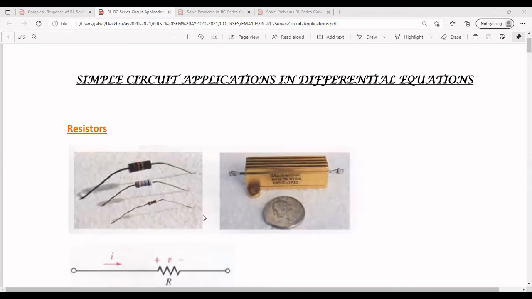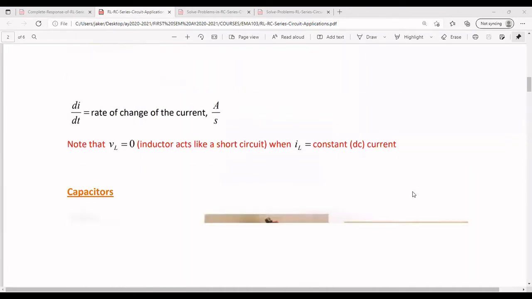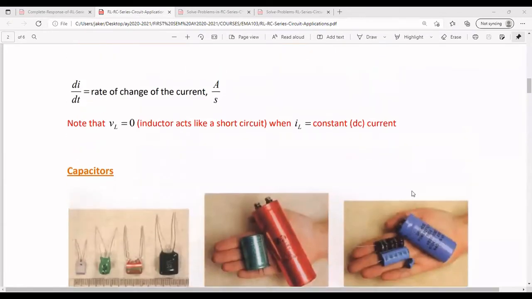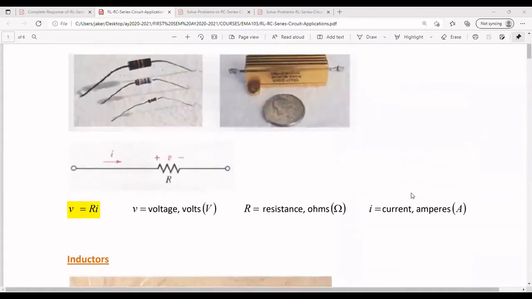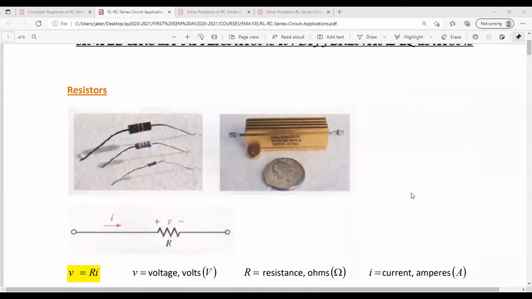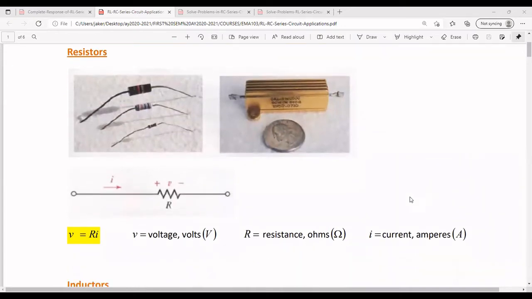So the three circuit elements that will be present in your circuits later on, I'm sure you're very well familiar with because you are EE students, will be the resistors, the inductors, and the capacitors. Now, since we are limited to using first order differential equations to model circuits, we will only take two at a time of these circuit elements.